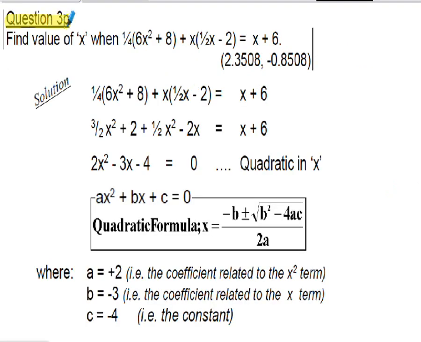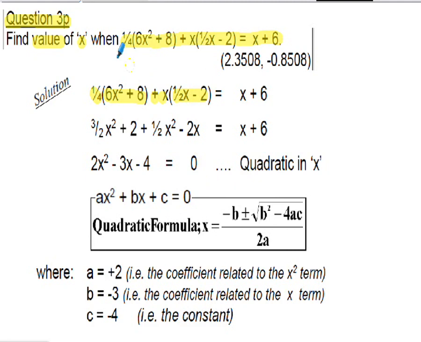Question 3p solution. We're asked to find the value of x given this equation, rearranging in terms of the quadratic. So first of all I'm going to expand the bracket. I've got a quarter multiplied by the 6x squared plus 8, plus an x multiplied by, in brackets, a half x minus 2. So on the left hand side I'm going to expand now.